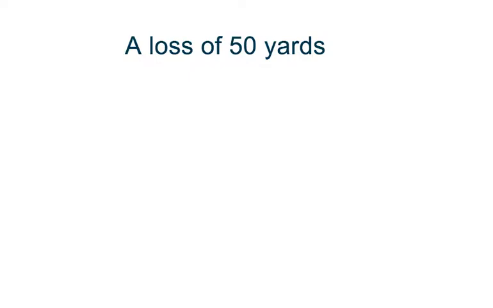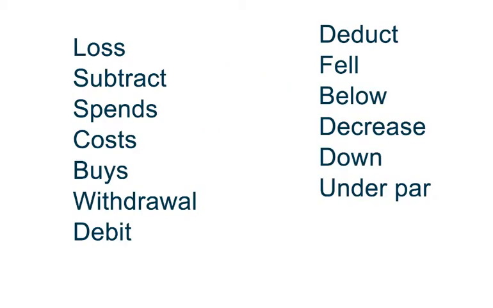Going back to that football analogy, sometimes you might lose. For example, if on a football team someone has the ball and there is a loss of 50 yards, we would say that's negative 50 yards. There are lots of other words that can mean loss or mean a negative integer.